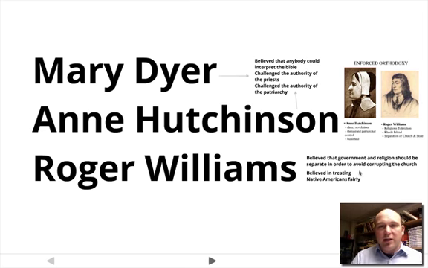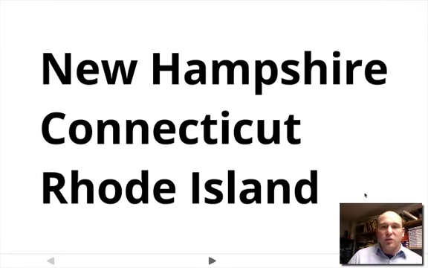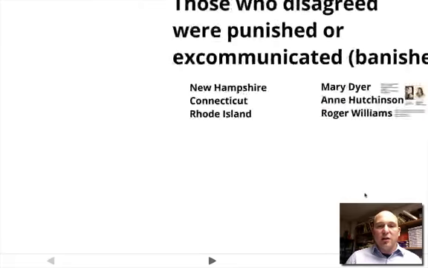Roger Williams believed that government and religion should be separate. He was one of the first ones to advocate for separation of church and state. The reason he did that was because he believed that government was having a corrupting influence on religion. And by separating the two, you actually allow for religious freedom and you prevent religion from becoming politicized and therefore corrupted. He also believed in treating Native Americans fairly and paying them an honest wage for the land that was taken. He was quite an individual, one of my personal historical heroes. Roger Williams was banished, and he went and started the colony of Rhode Island.